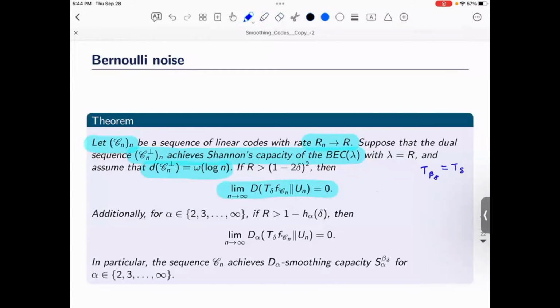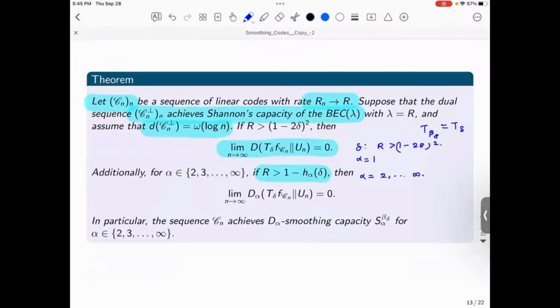instead of T beta delta, I'll be using T delta from this point onward. This smoothed version of this code approximates the uniform distribution as long as the noise level delta satisfies this condition. This is for the alpha equals 1 case, and we have alpha going from 2 to infinity here. So again, if the noise is comparatively high, that is, if it satisfies this equation, then we have this convergence. So we have perfect smoothing, perfect d alpha smoothing.